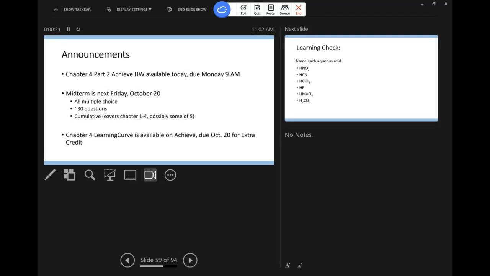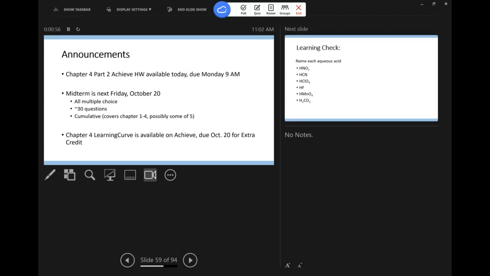This is cumulative. So this exam and our final are cumulative. That means that it will cover content that we've learned since the beginning of the semester. So definitely chapters 1 through 4, maybe some of chapter 5, depending on how far we get through chapter 4 this week. But I'll let you know for sure. It would only be a little bit of chapter 5 since we won't be covering that much before the assessment.